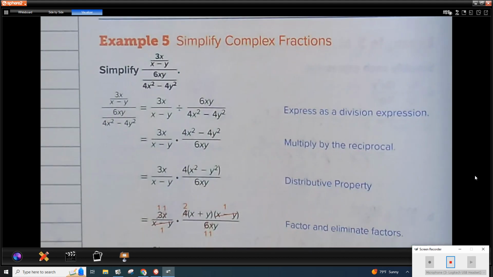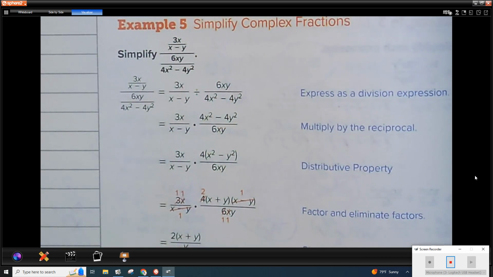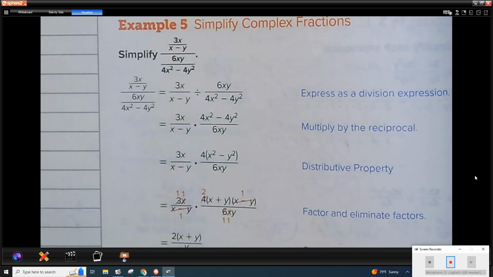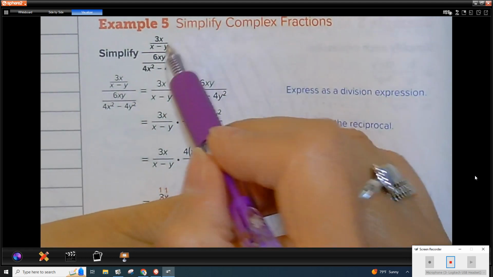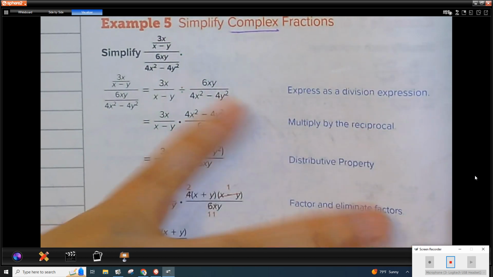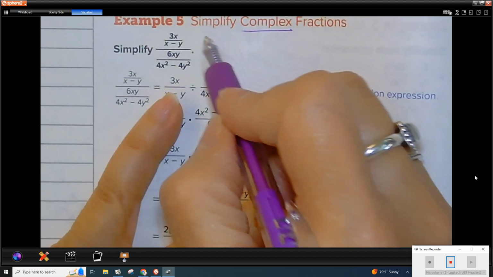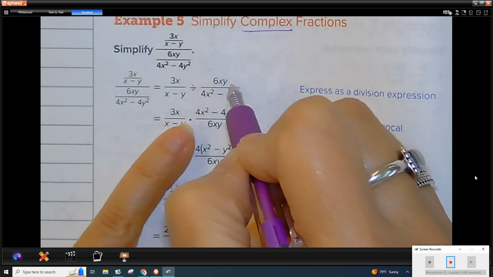Okay, so let's look at complex fractions. Complex fractions means we have some monomials, some binomials, all different things you got to figure out. And what it means is that you're dividing two fractions. So we have this first one divided by this second one.